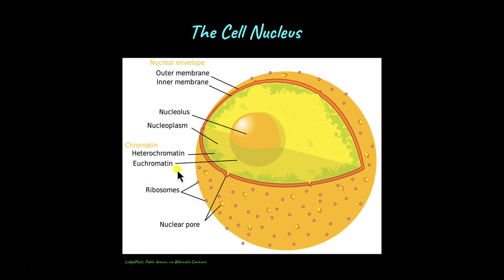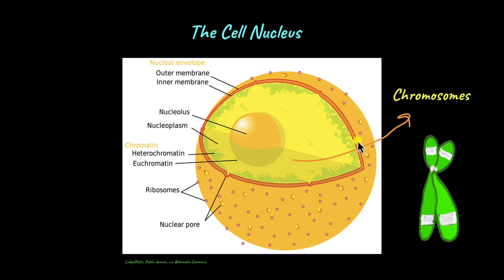But when the cell is about to divide, this chromatin would further condense to form structures called chromosomes. This is a typical structure of a chromosome, something that you must be familiar with. We'll learn more about chromosomes and what they are made up of when we're talking about cell cycle and cell division. The nucleus is covered by two membranes, an outer membrane and an inner membrane, that make up the nuclear envelope or the nuclear membrane.